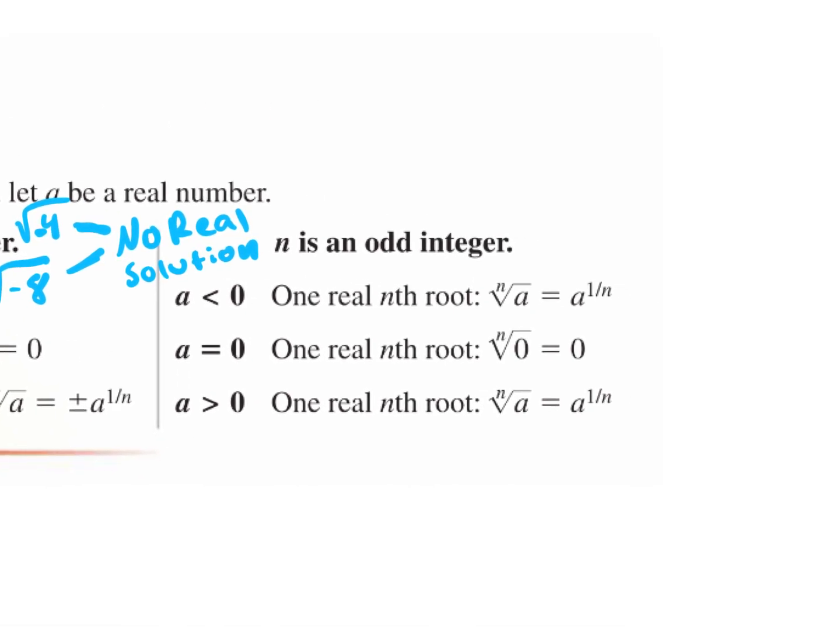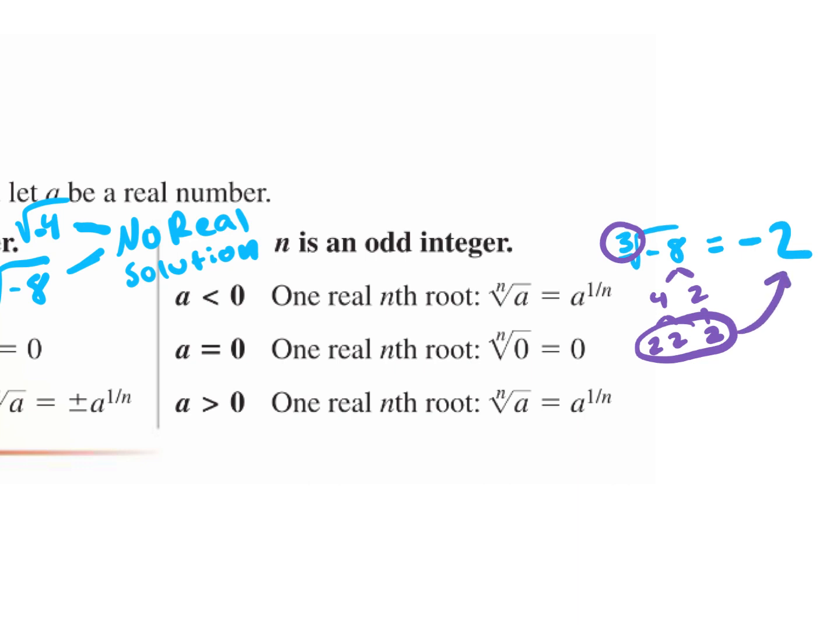But if it's odd, so I could do something like the cubed root of negative 8. So odd would be okay. Because the cubed root of negative 8 would end up being negative 2. You just can't do it when it's an even index. Because we would break down negative 8 into 4 and 2. 4 gets broken down into 2 and 2. The cubed root tells us that we circle 3 of a kind. And then because it's negative on the inside, our answer is negative.